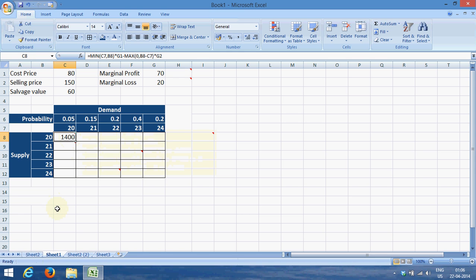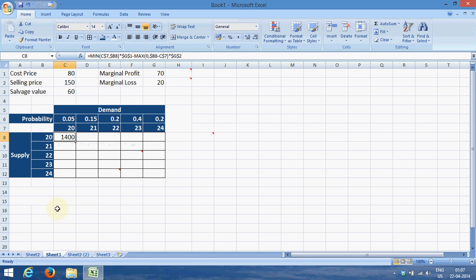Now let me go there and just fix up a few cells. I'm assuming you know the cell fixing in Excel. So I'm fixing the marginal profit, I'm fixing the row here, 7, and the column of B. The idea here is to make the formula copyable. So after doing this, I would just merely copy the formula throughout my sheet.